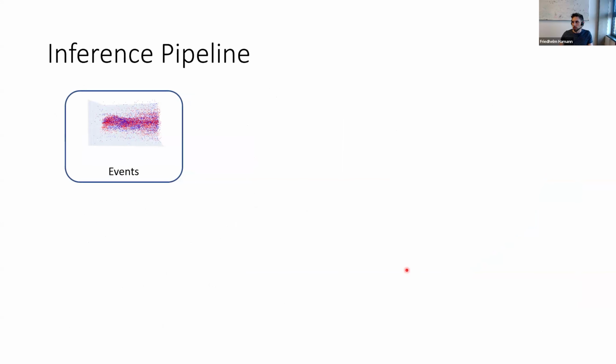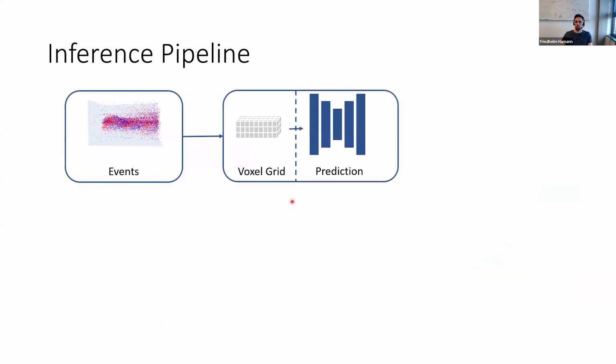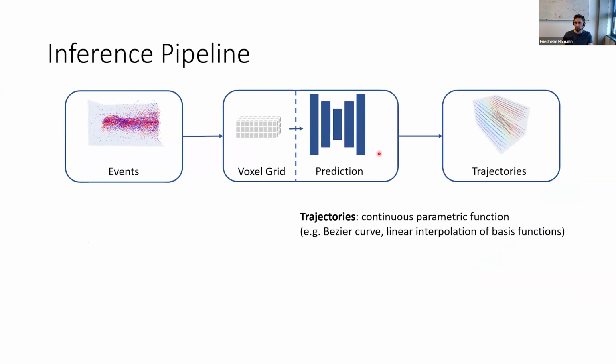Now, an established inference pipeline can look the following way. The events are the input. We transform them to a voxel grid and put them into a neural network, which outputs our trajectories. And the trajectories are any continuous parametric function that can be, for example, Bézier curves or a linear interpolation of basis functions. So in practice, the output of the prediction is the per-pixel parameters for our trajectories.